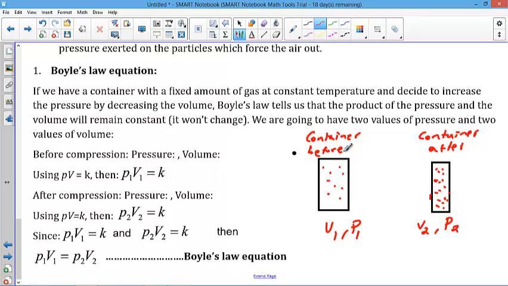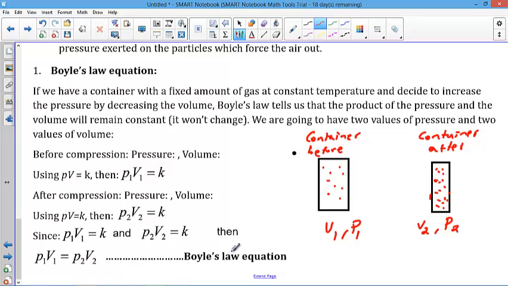So for the container before, we're having a pressure P1 and volume V1, so that will be P1 V1 is going to be equal to K, where K is the quantity that we are keeping constant. After changing the volume, then we're going to have a different value of volume, which is going to be V2. Then at the same time, we're going to have a new value of pressure, which is going to be P2. Now P2 V2 is going to be equal to K, and K, remember, is the value that we're keeping constant. Because K is constant, it means P1 V1 is equal to K, P2 V2 is equal to K, and we can say that P1 V1 is equal to P2 V2 because both of them are equal to K.